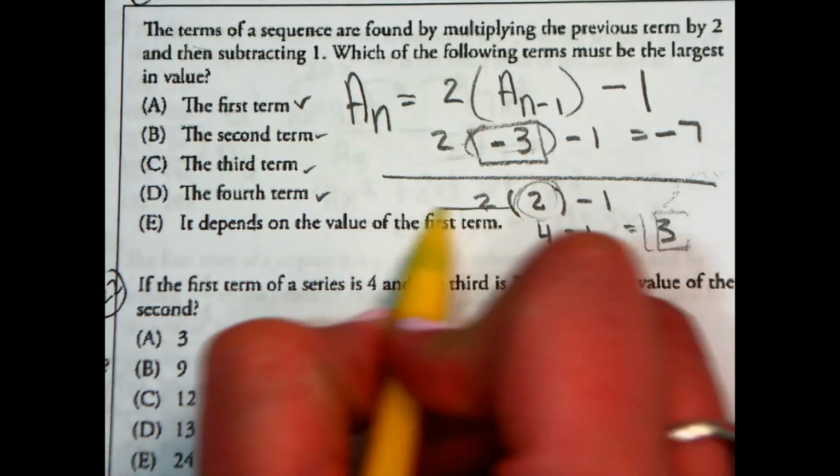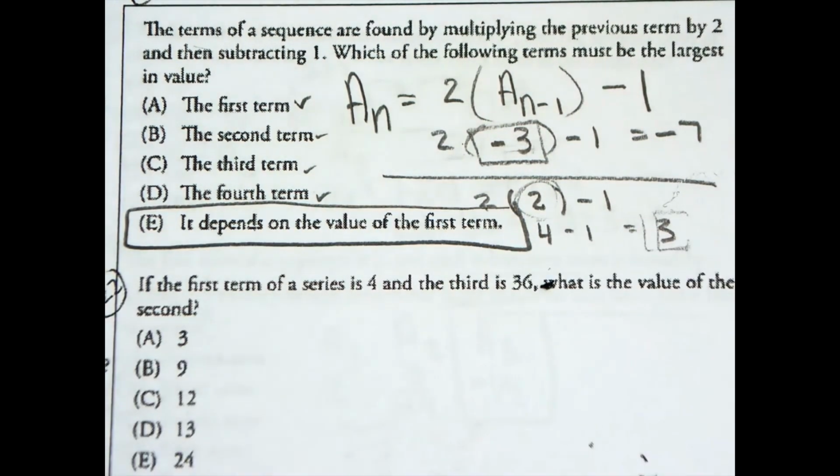So the answer choice that is correct is E. It depends on the value of the first term. If the first term is negative, then yes, the first term would be the biggest. If the first term is positive, then the fourth term would be the biggest. So we need a little bit more restriction.